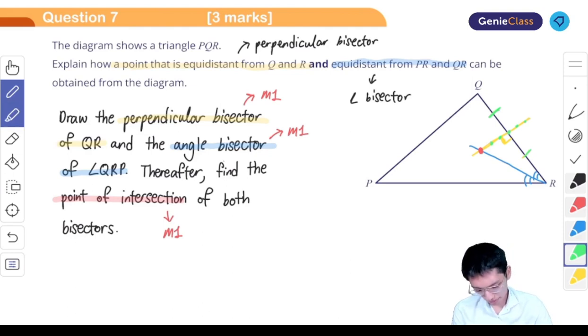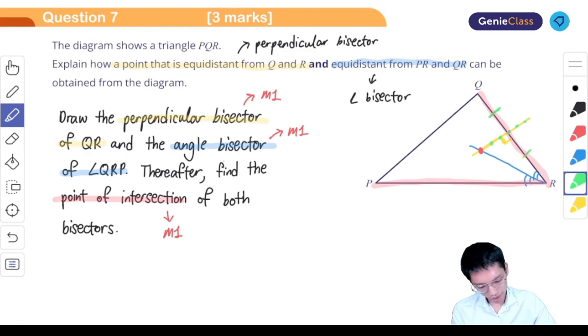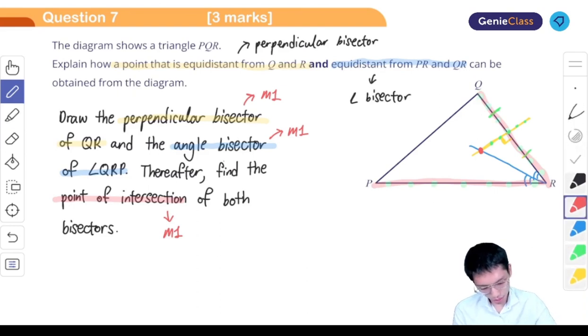Equidistant from PR and QR. Now, how do I get to that? If I were to think about it, PR and QR, what is the way to get it equidistant? Equidistant is not just saying, oh, I have a point, I follow through. It is a point on this line, I hope this makes it a bit clearer, and a point on this line. As you draw, the distance between these two points has to be equal.